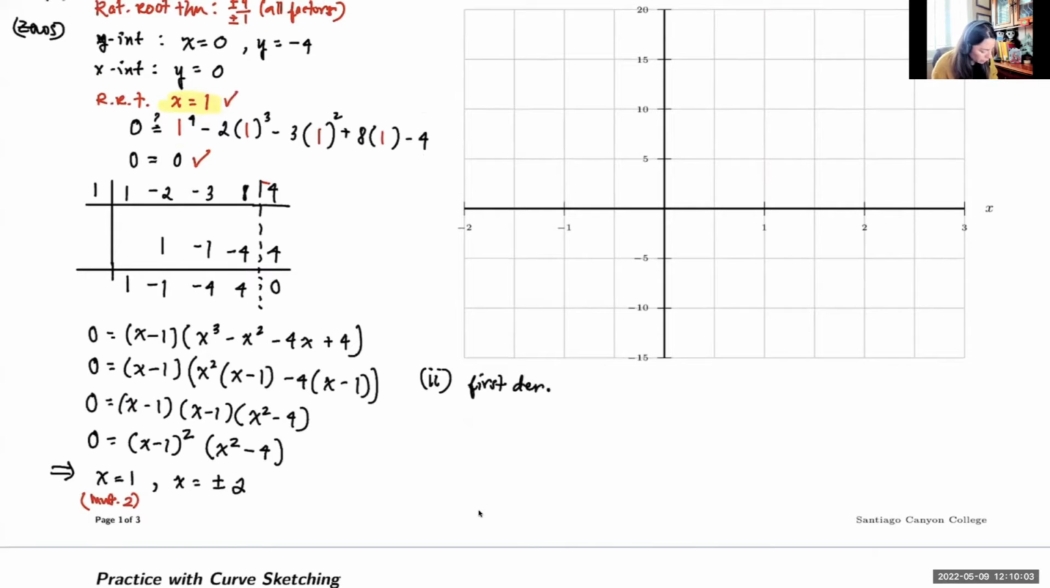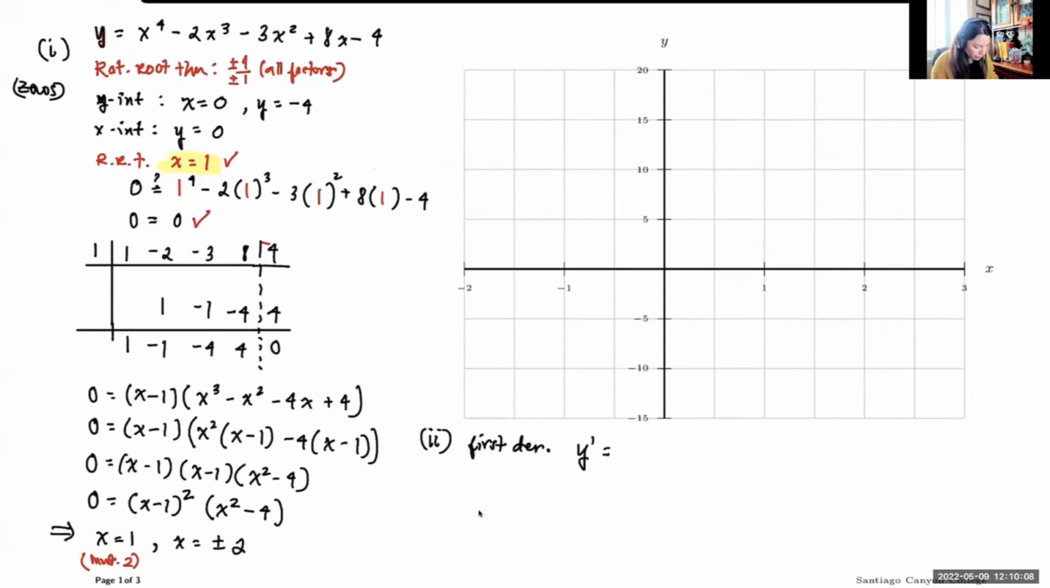So the first derivative we could say is y prime is equal to, and then we could just take the first derivative. We can easily see that's power rule all throughout. So 4x cubed minus 6x squared minus 6x plus 8. I'm just looking directly right here. Derivative of x to the fourth is 4x cubed. Derivative of minus 2x cubed is minus 6x squared. Here minus 6x, and then plus 8. And then, of course, this just annihilates to 0.